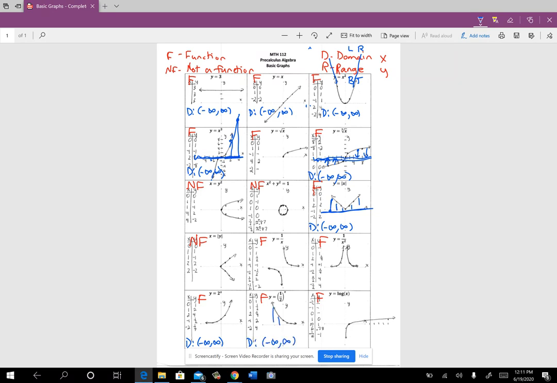Okay, every point, if I projected it to the x-axis, I would have ordered pairs of all of those points. Now the rest of them have a more interesting domain, so let's take our time with those.